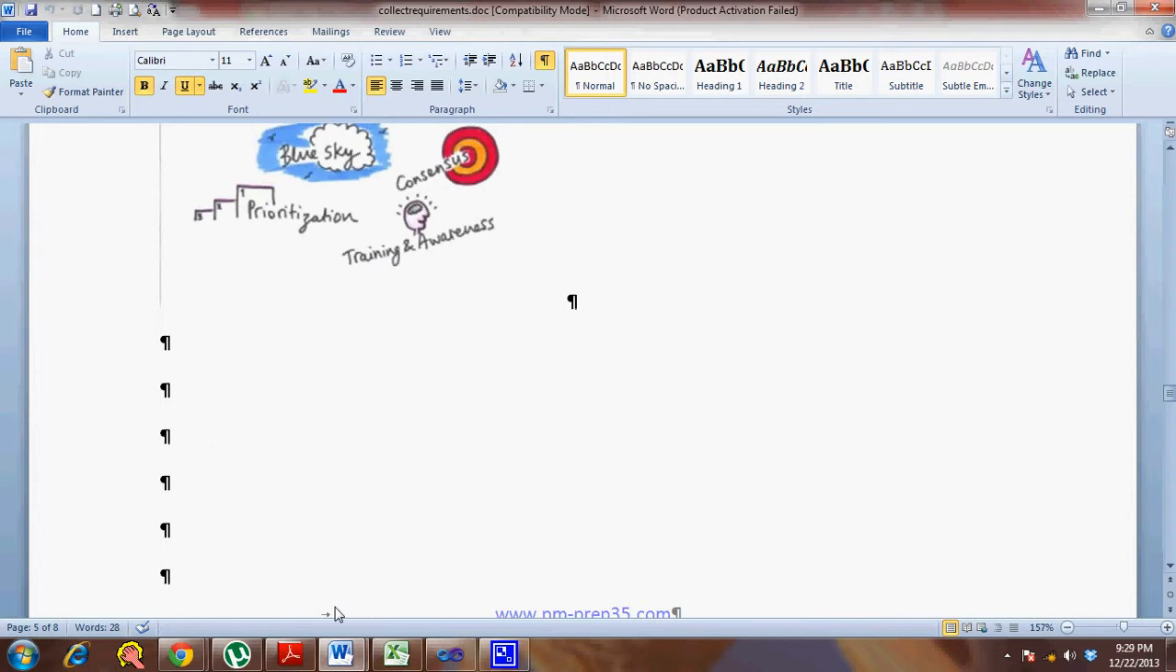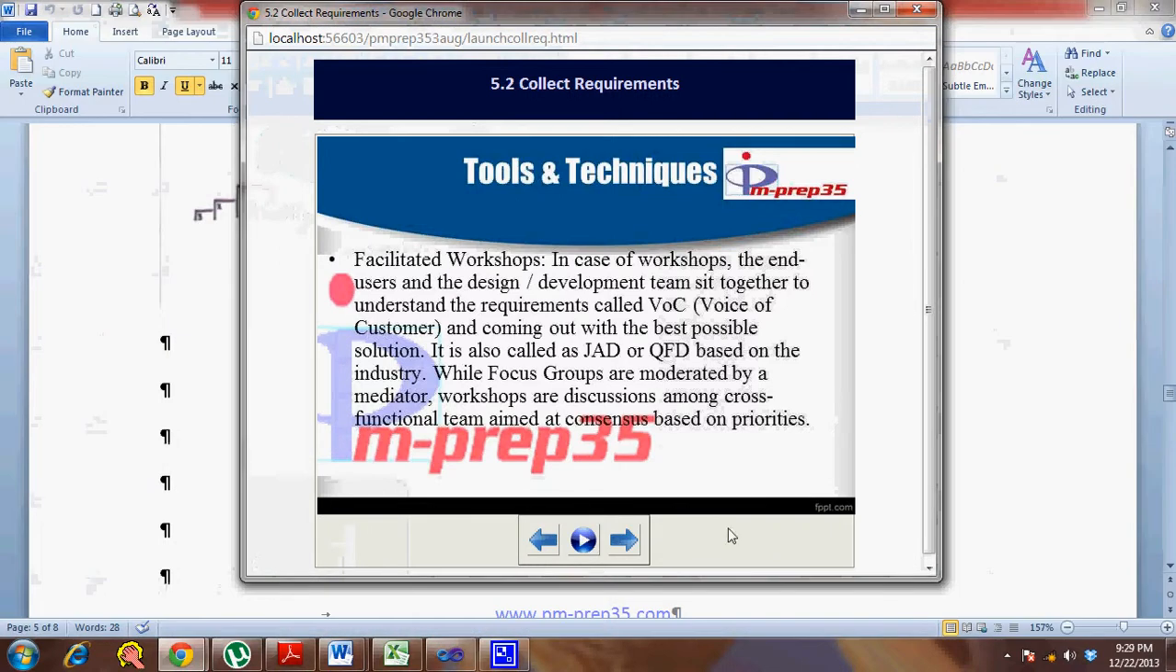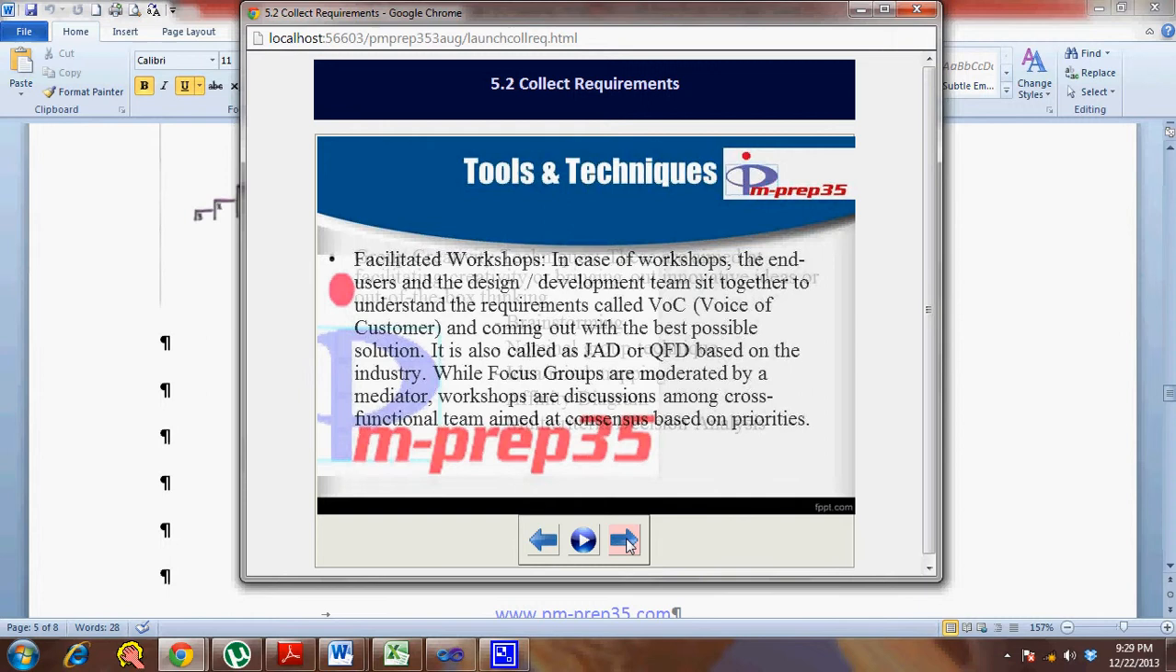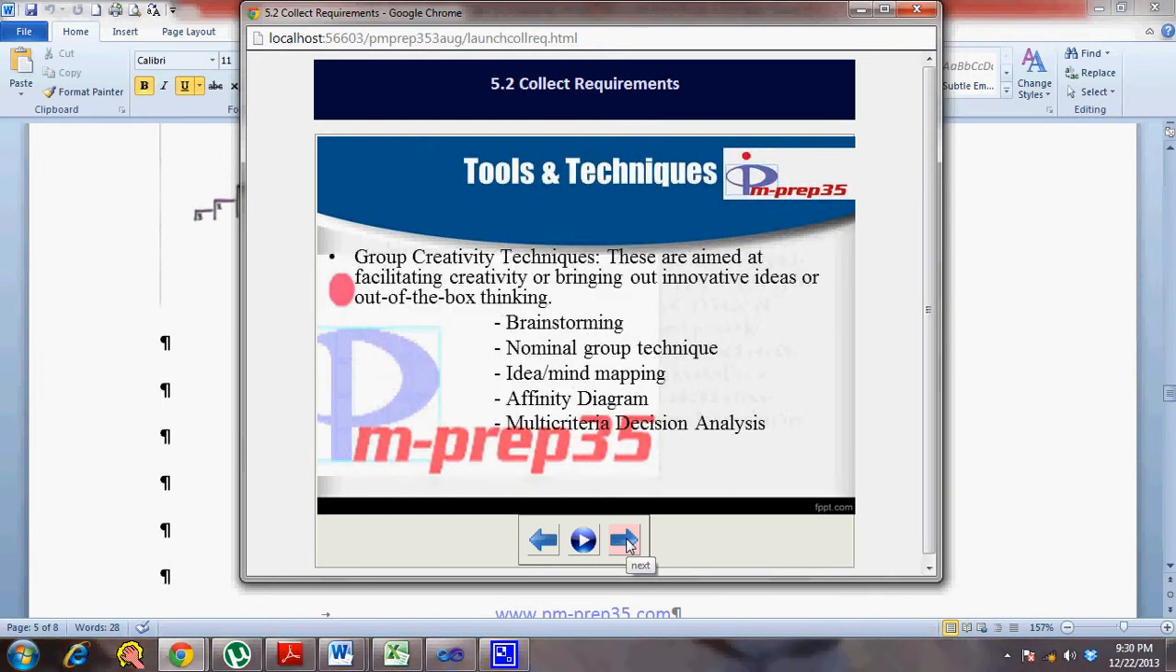In the case of workshops, there are different types of workshops. It's called JAD, QFD. These are all techniques that are followed. In this case, you have user stories done, you have use cases done, and then you start from getting the requirements, then you do the design, and then you implement it. So this is one of the important techniques to gather requirements. Then you have group creativity techniques.